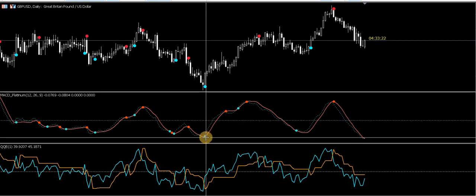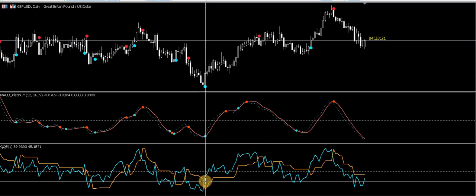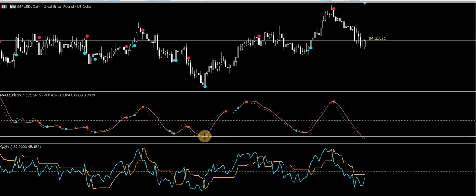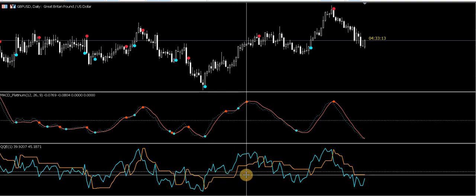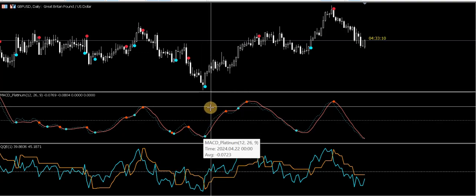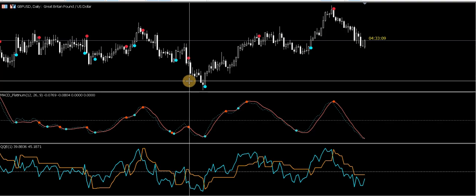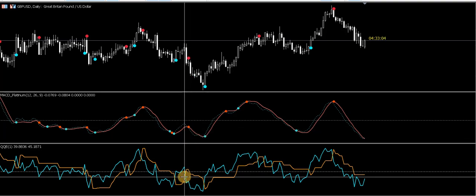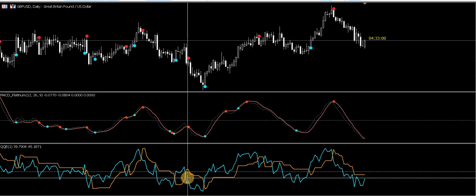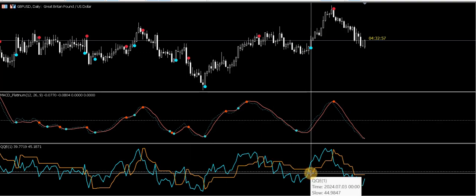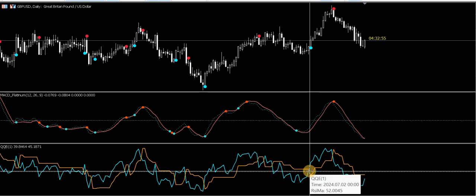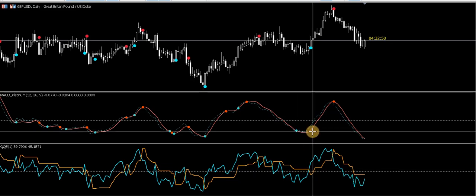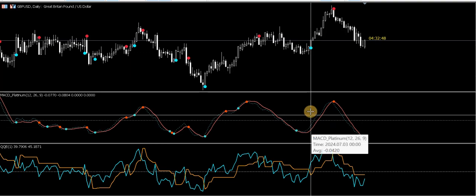See this one here we talked about earlier. There's the blue dot on the MACD Platinum. The cross has been confirmed on the QQE Advanced. MACD Platinum is below the zero level, and the QQE is below the 50 level. Valid buy signal, take the buy. This is not a valid sell signal, because the MACD Platinum is not above the zero level, nor is there a cross on the QQE above the 50 level. This one here is a little bit sketchy with regards to where the cross actually took place on the QQE Advanced, but because the MACD Platinum is still below the zero level, that's a fair signal for me anyway.